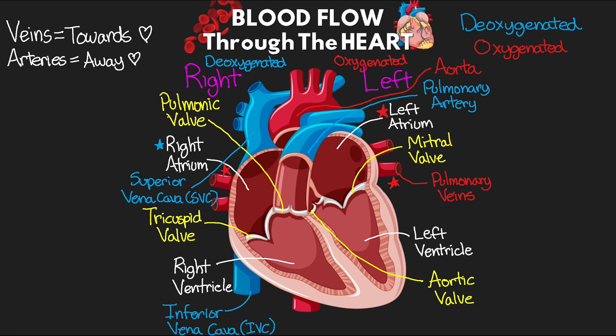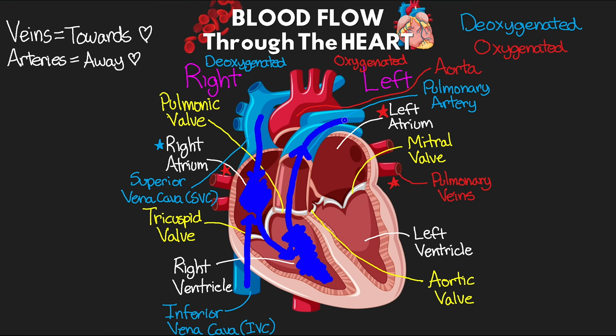Now that we've covered the structures, let's see how the blood flows through the system. We start with the deoxygenated blood returning to the heart via the inferior vena cava and the superior vena cava. This blood empties into the right atrium. The right atrium then contracts the blood through the tricuspid valve into the right ventricle. The right ventricle then contracts, ejecting the blood through the pulmonic valve into the pulmonary artery. Now remember, this is an artery because the blood is going away from the heart, but it's also blue here because this is still deoxygenated blood.